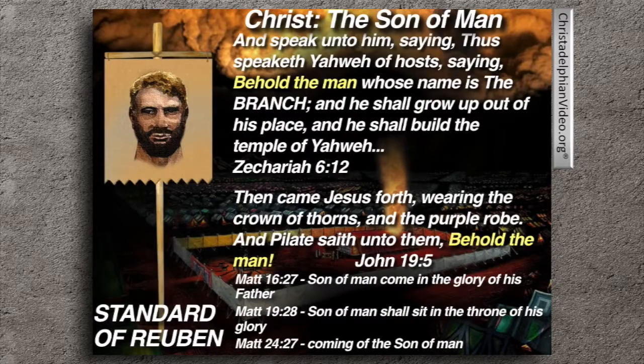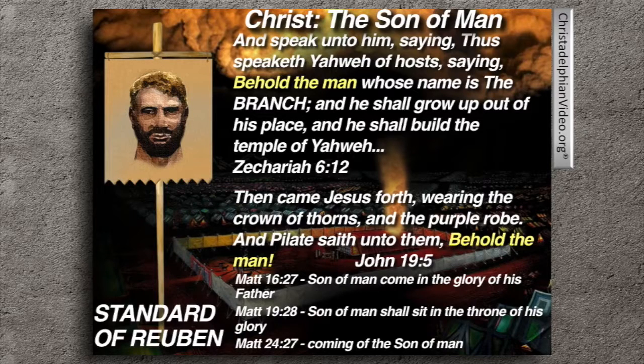"Thus speaketh Yahweh of hosts, saying, Behold, the man whose name is the branch, he shall grow out of his place and shall build the temple of Yahweh." And we have in John chapter 19, verse 5, the words of Pilate quoting this, "Behold, the man." So the man is a symbol of the Lord Jesus Christ. But of course, as we've mentioned, the cherubim is not an individual figure. It is a multitudinous one, the multitudinous Christ. So when we look at the Lord Jesus Christ, it's not just one Son of Man, but there are many involved with him.